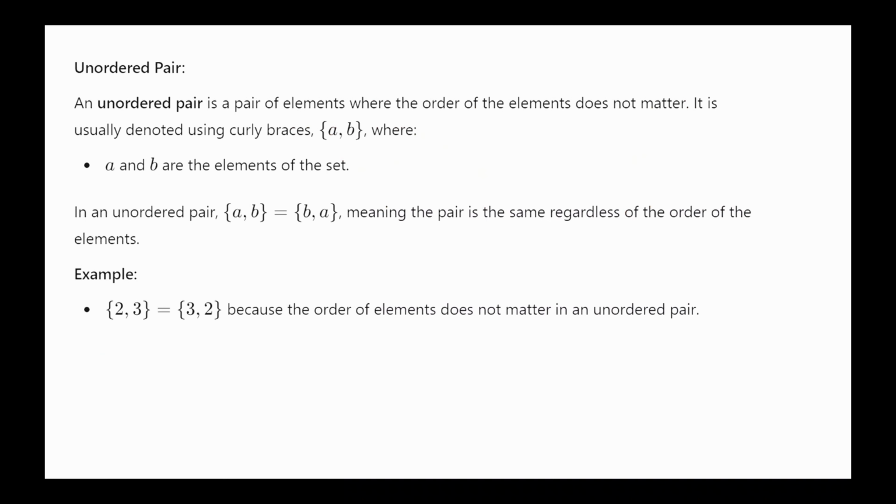Unordered pair is simply the reverse of ordered pair. Here A comma B and B comma A mean the same thing. They are considered as one entity only.